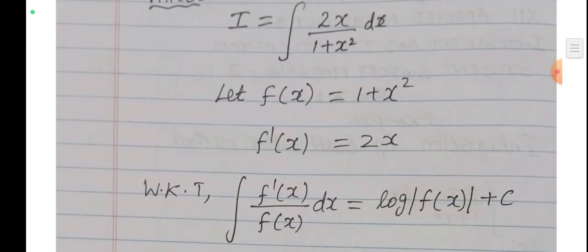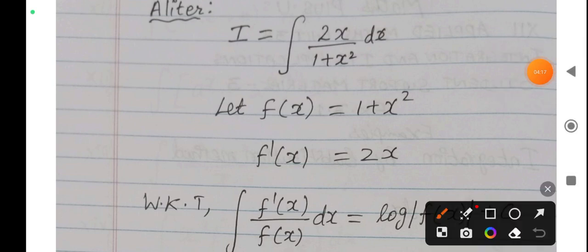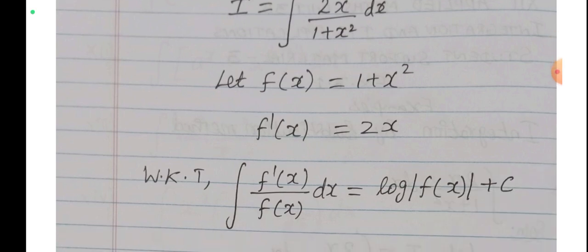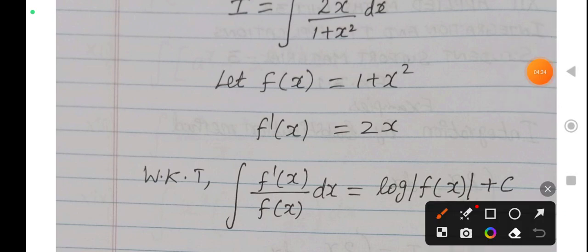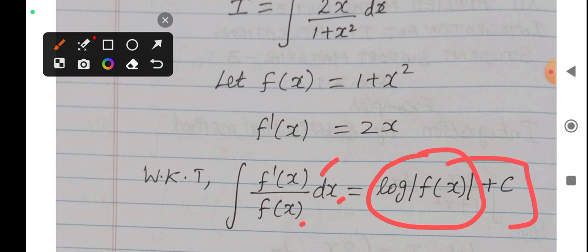Now let's go for the shortcut method. What is our shortcut method? Kindly see, if I consider the denominator as f of x, 1 plus x square, and differentiate it, I get 2x, which is there in the numerator. In such a case, I can use this formula. This I have also given in the first video, kindly check the formula in integration video number 1. Integral of f dash of x by f of x dx is log mod f of x plus c.